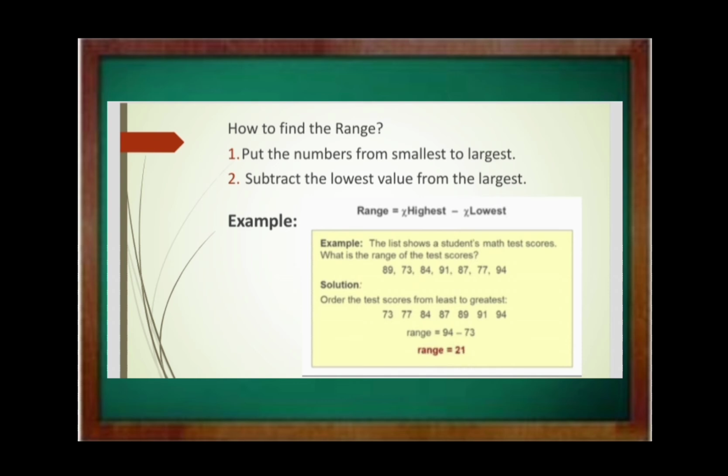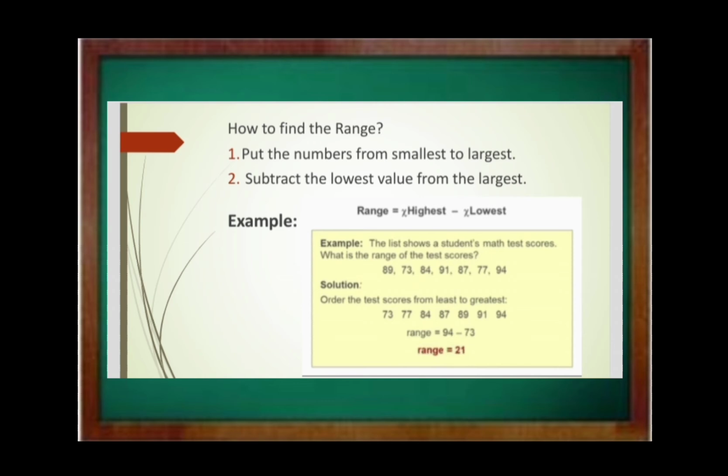89, 73, 84, 91, 87, 77, and 94. How to find range? First, put the numbers from the smallest to largest. Second, subtract the lowest value from the largest. And here is the solution. Order the test scores from least to greatest.